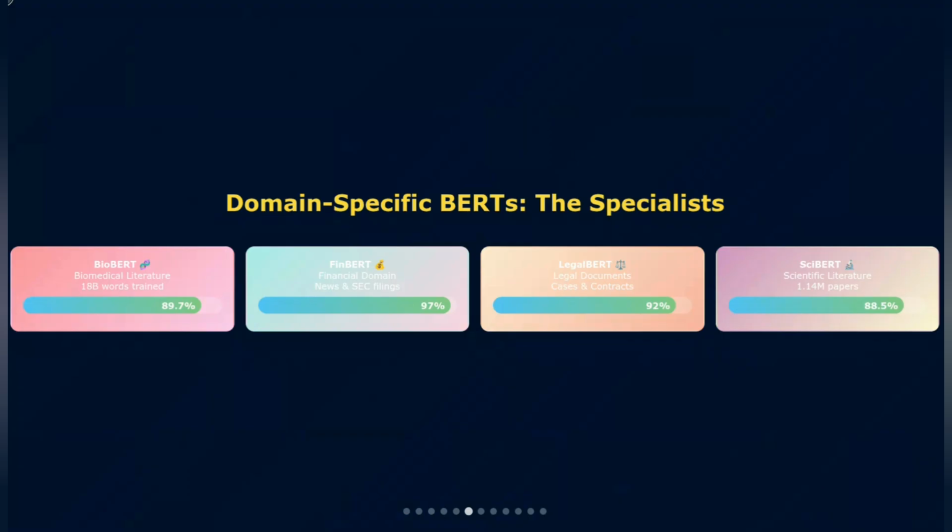Legal BERT tackles the complex world of legal language, trained on legal cases, contracts, and regulatory documents. Legal text has unique characteristics: long sentences, specialized terminology, and precise logical structures. Legal BERT significantly outperforms general models on legal tasks, like contract analysis and legal document classification. The pattern is clear. Domain-specific vocabulary and context understanding provide substantial advantages. These models prove that in specialized fields, a smaller domain expert often outperforms a larger generalist.